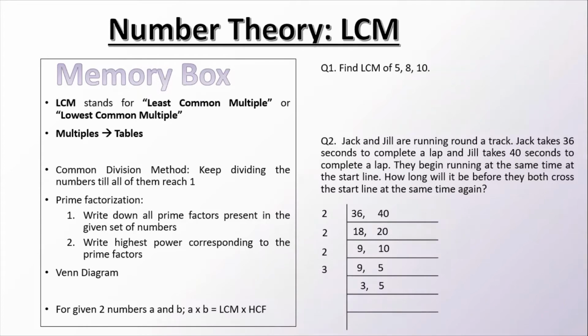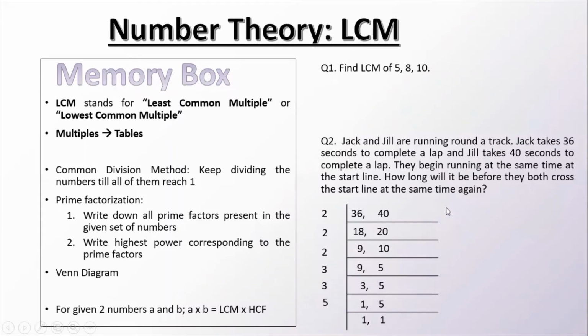3 threes is 9, and 5 is not divisible by 3, so I write 5 as it is. 3 can further be used to give me answers 1 and 5 respectively. Now from 1 and 5, neither of them is divisible by 2 or 3. So the next prime number that I'll be using is 5 to give me the answers 1 and 1. So this is a process that I have to continue till I end up getting both ones at the end, or all numbers should give me 1 at the end.